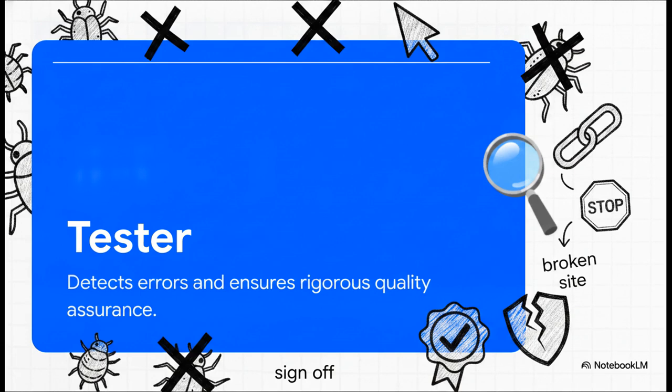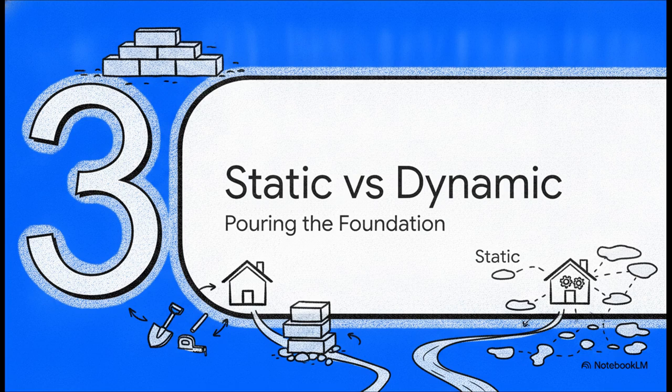They are actively hunting for bugs, clicking on every single broken link, basically doing everything in their power to break the developer's hard work before the public ever sees it. The site does not launch until the tester signs off. Which brings us to step 3, pouring the foundation, static versus dynamic architecture.